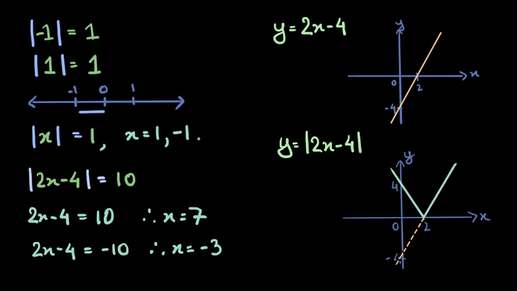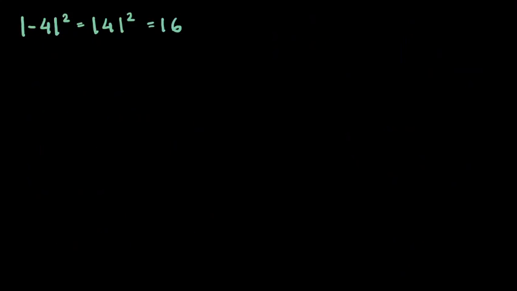Now to solve these modulus questions, we can use a simple trick. To use this trick, you first need to understand what happens when you square something. When you square minus 4 or when you square 4, both of them give the same answer. Minus 4 squared is 16, 4 squared is also 16. So the sign does not matter.